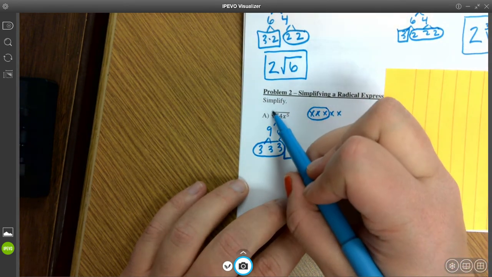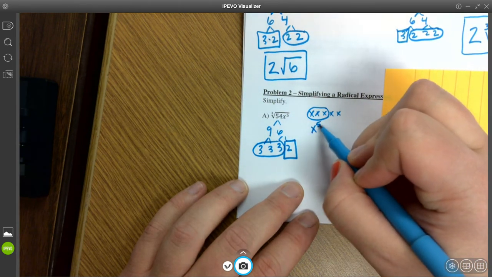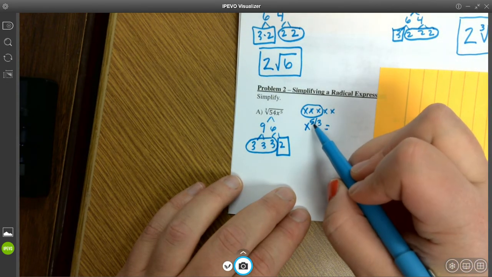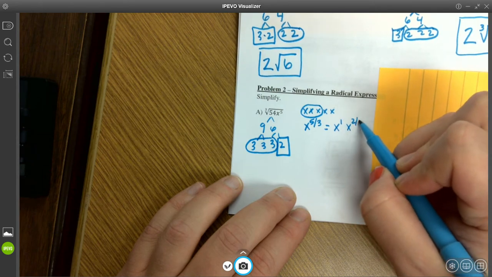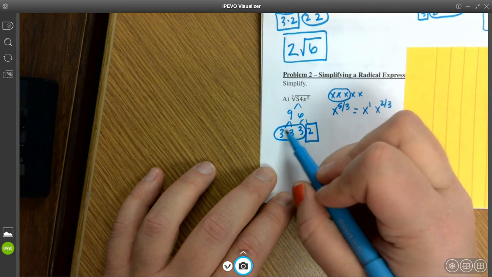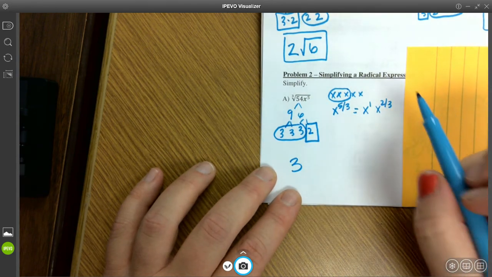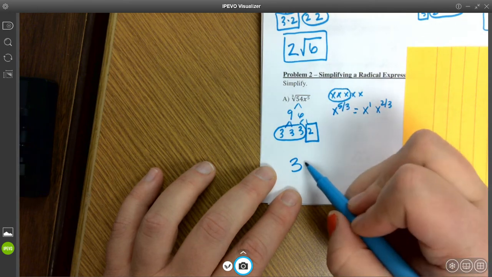Another way you could think about this is like a radical is like a fraction. So if I were to do, just like how we've done before, dividing, this is the same thing as x to the 1 and 2/3, because there's 2 left over. So when I write my final answer, this 3, because there's a group of 3 right here, is outside of the root. There's one group of 3 for that x.